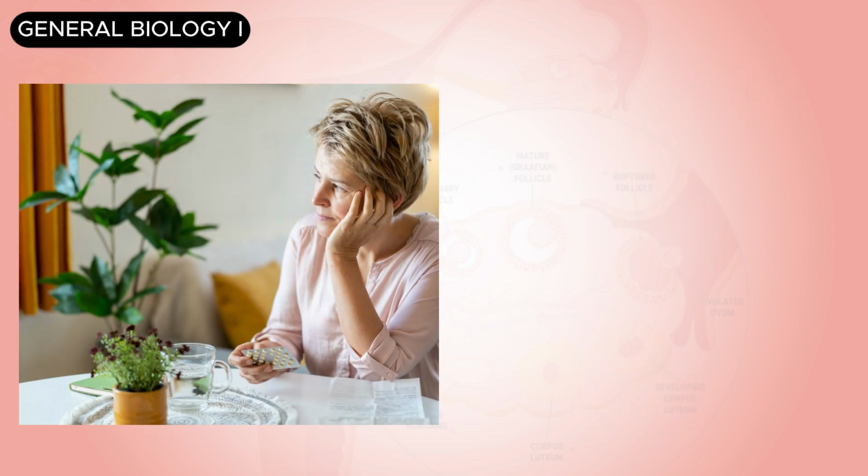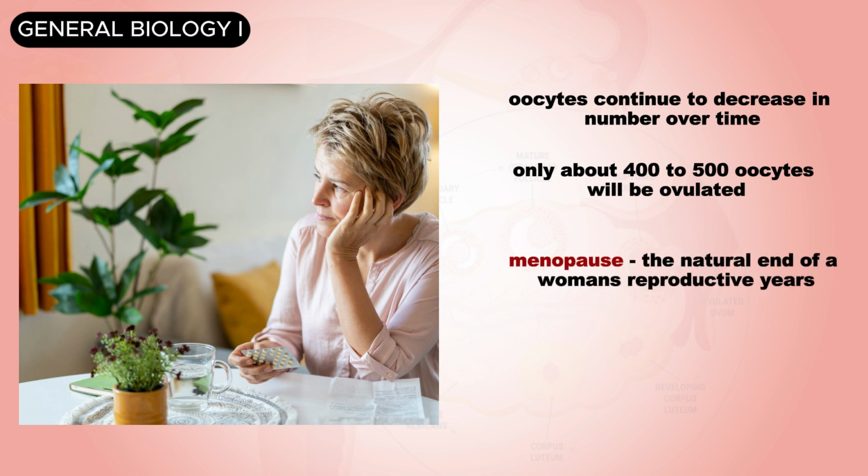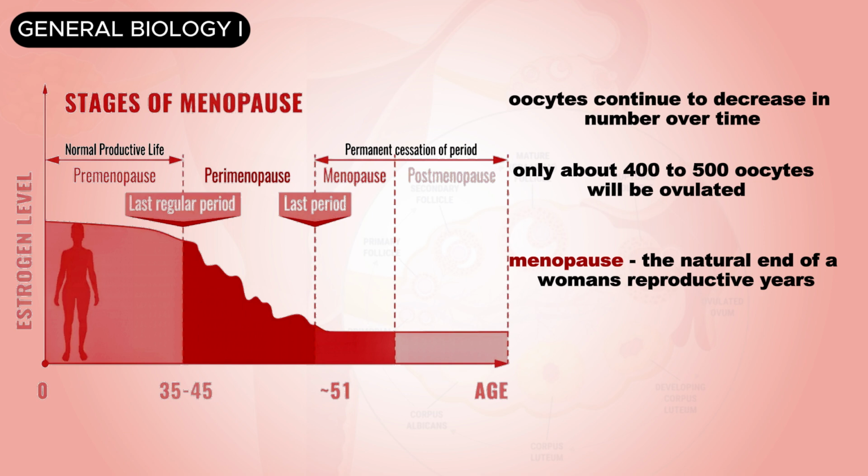As women age, the process of atresia continues, gradually depleting the number of viable oocytes. Throughout a woman's reproductive years, only about 400 to 500 oocytes will be ovulated. By the time a woman reaches her late 40s to early 50s, the number of oocytes in the ovaries is so low that regular ovulation and menstruation cease. This marks the onset of menopause, the natural end of a woman's reproductive years. Without enough oocytes, the ovaries stop producing the hormones necessary for maintaining the menstrual cycle, and menstruation stops permanently.